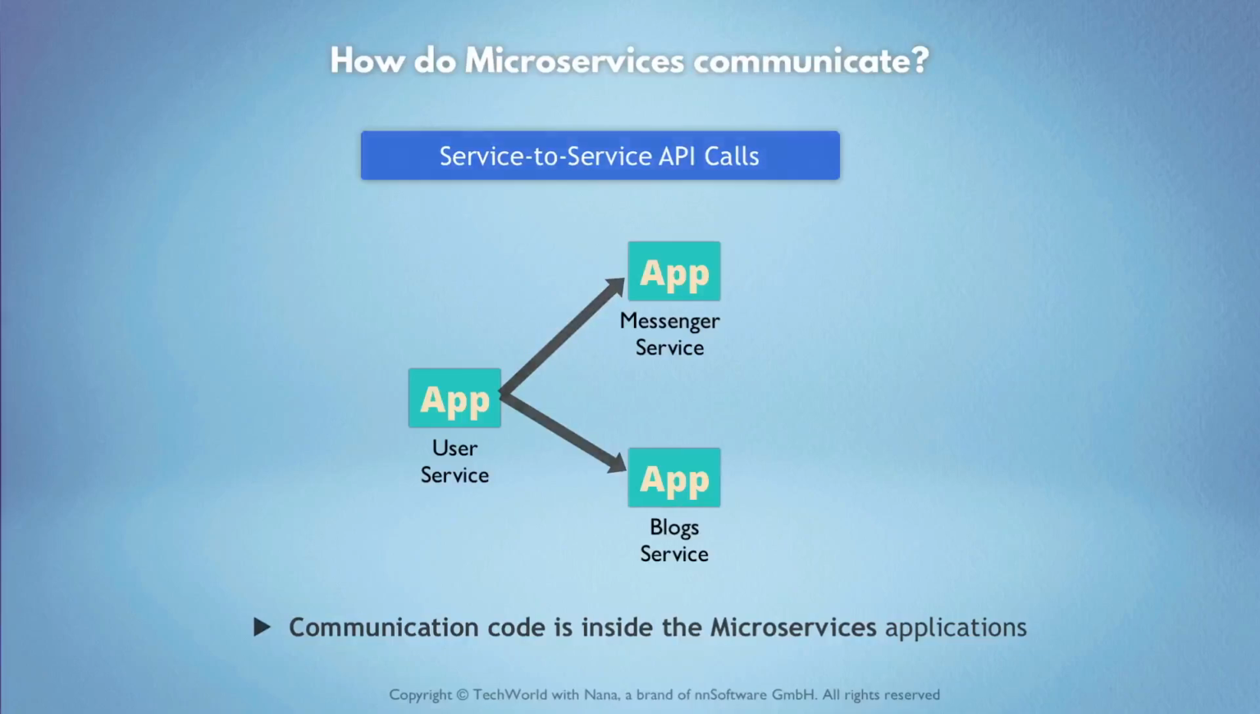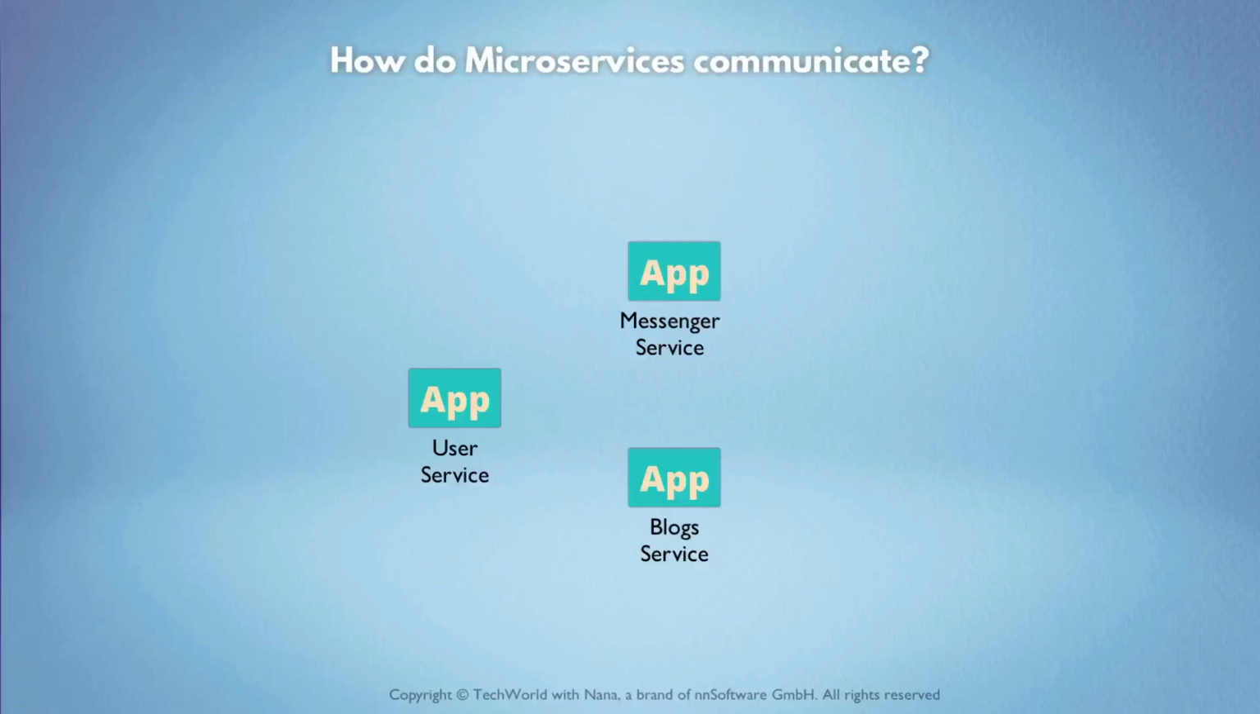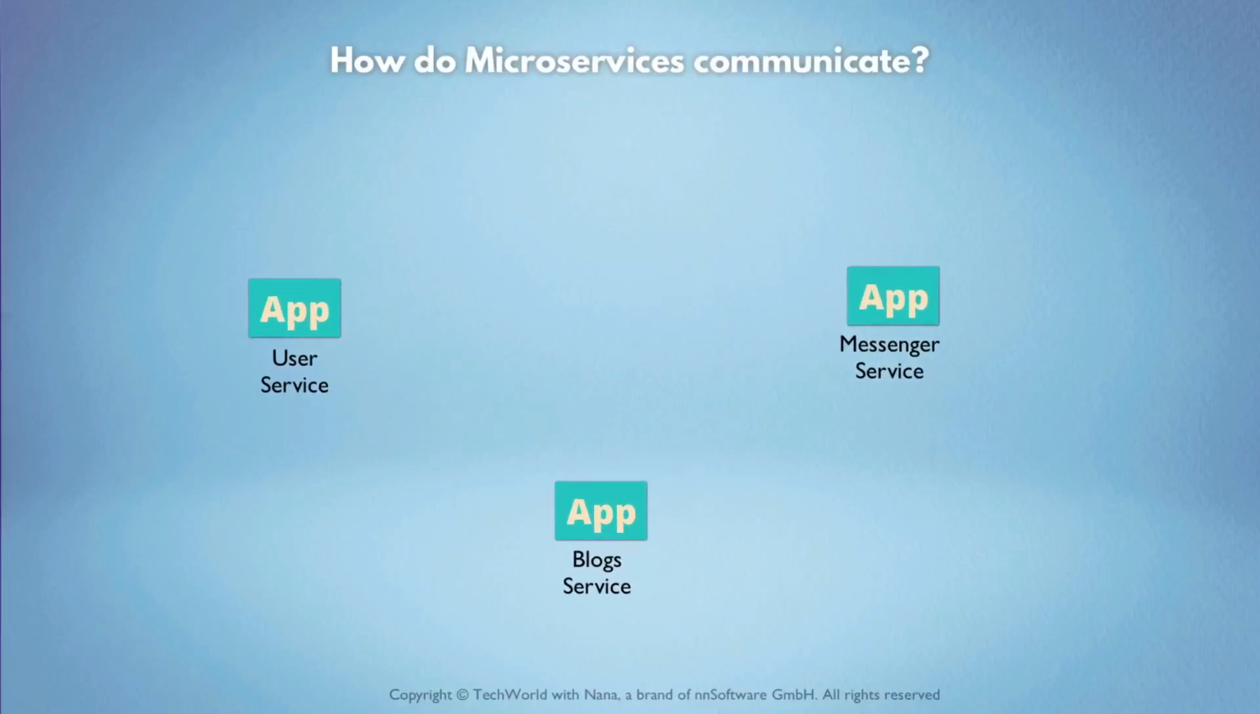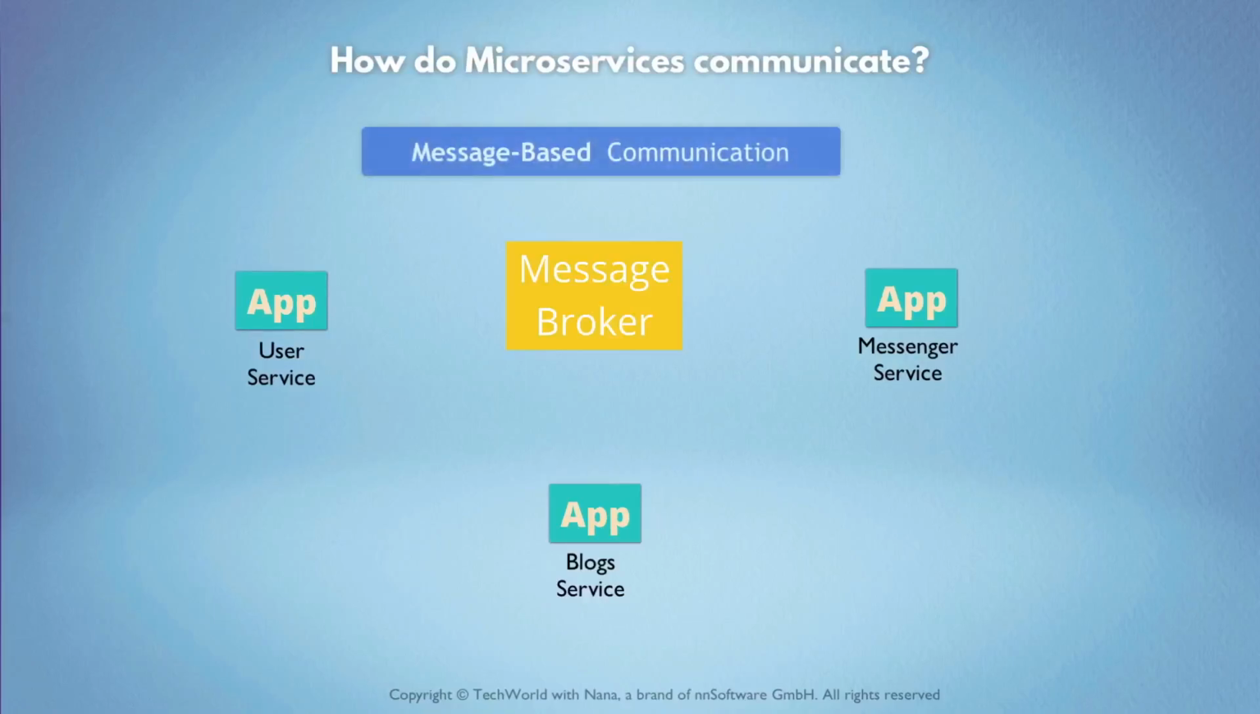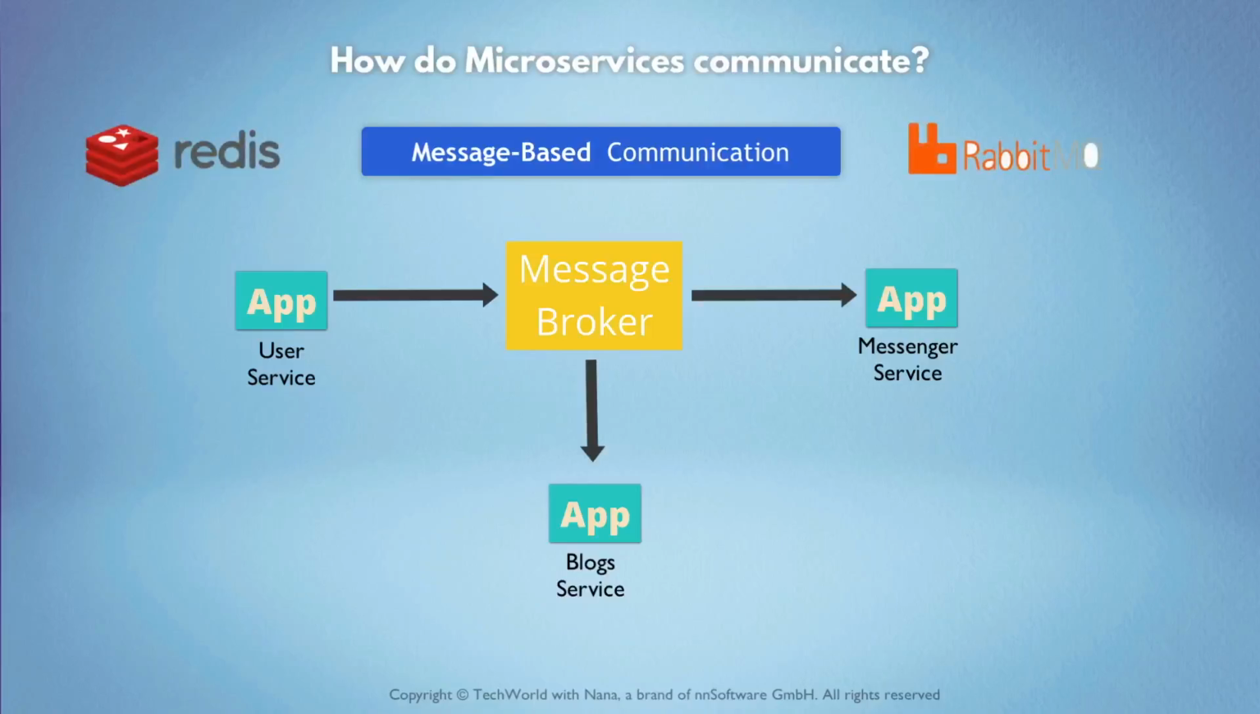Another way of communicating is where the microservices talk to each other through a third-party message broker application. So instead of each service sending requests to all the others, all microservices talk to the message broker saying, hey, can you send this request to this microservice, please? And the message broker then manages the communication between them. This means less code complexity inside the microservices. Some popular examples of message brokers for microservices are Redis or RabbitMQ.